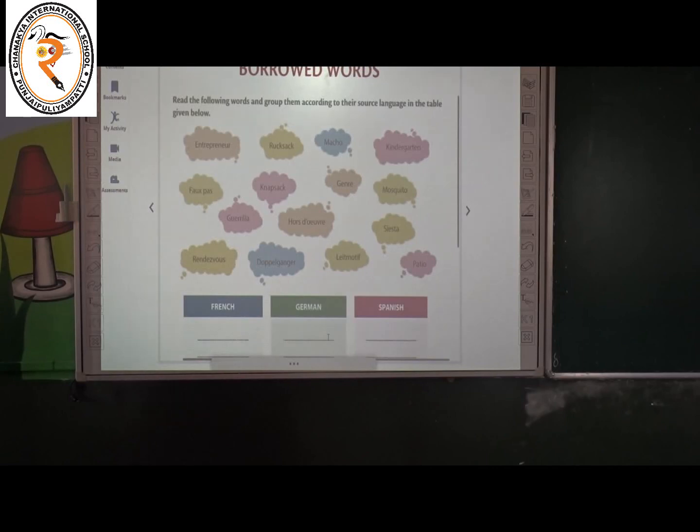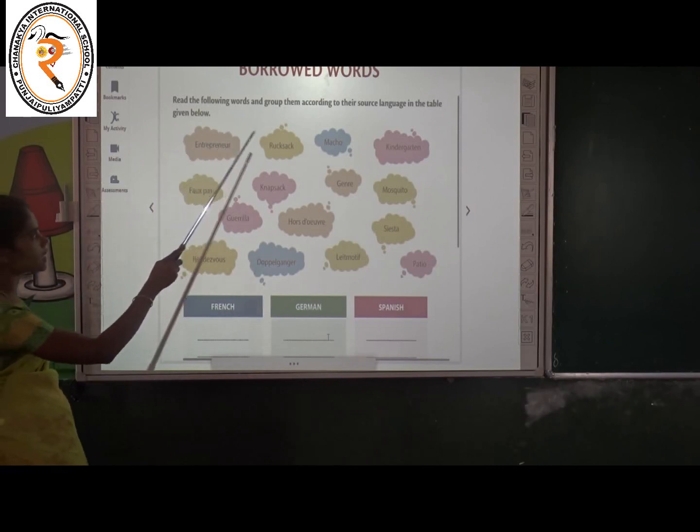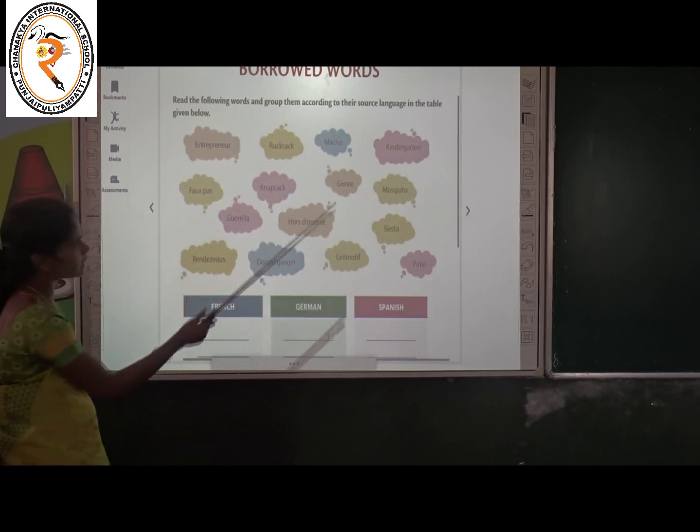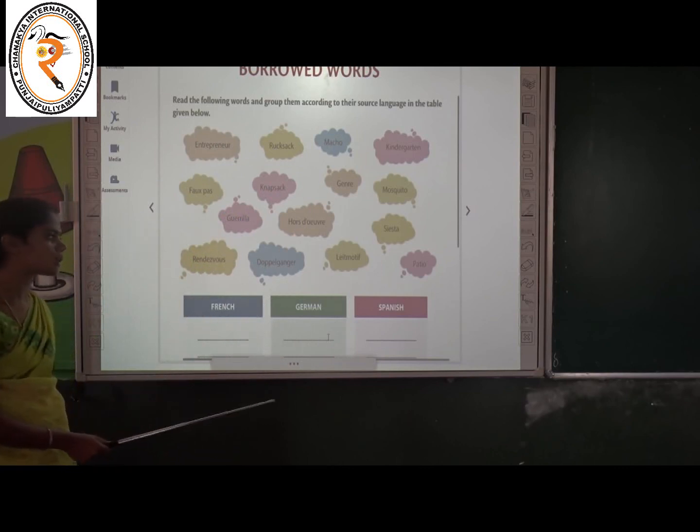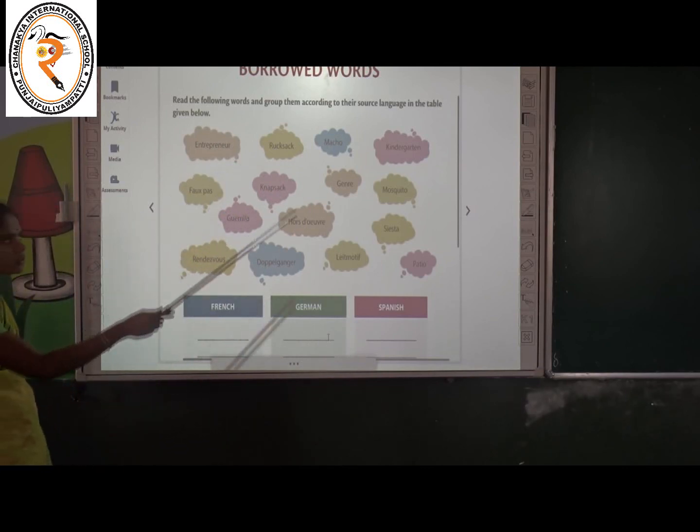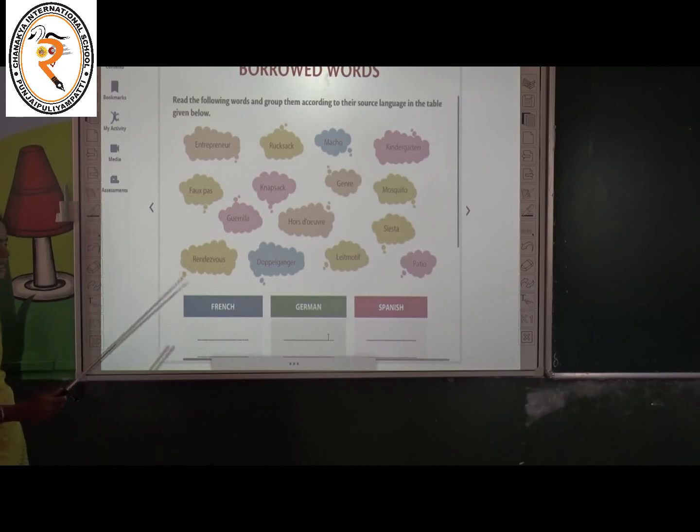And the next one, what is the next topic? It is borrowed words. See, these are not English words. These are borrowed words. We are using these words. Actually, these are all French, German and Spanish words. Here, read the following words and group them according to their source language in the table given below. So these are all the borrowed words. Here we have to find whether it is a French, German or Spanish word.